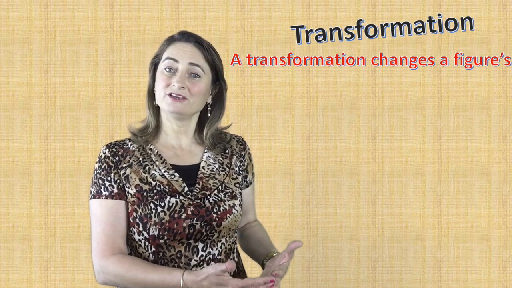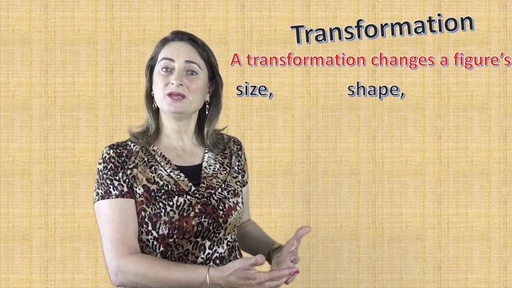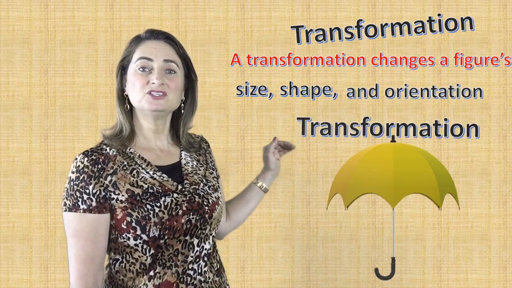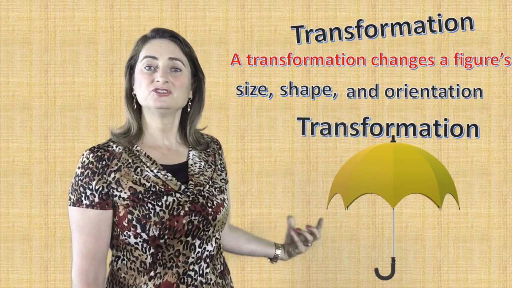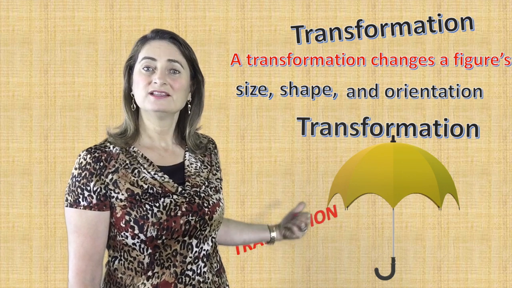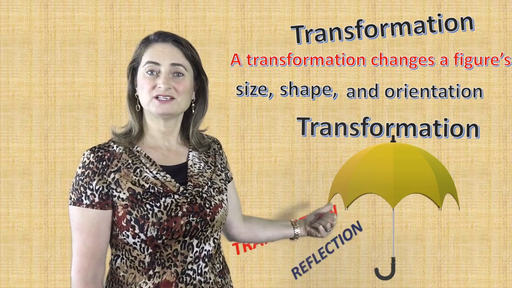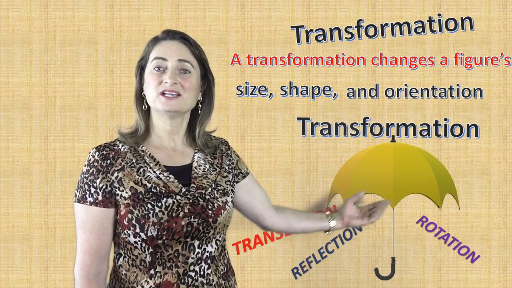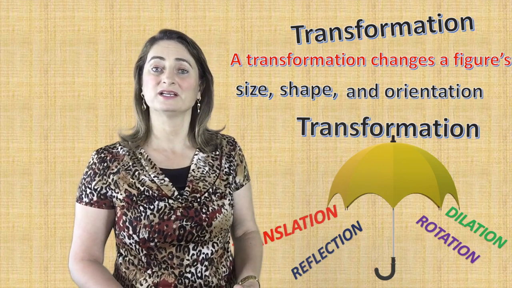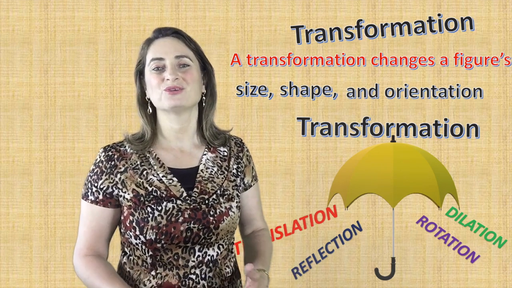In math, transformation is a little bit different because we're talking about how we can transform a figure in a coordinate plane. Transforming a figure means changing its size, shape, or orientation. Think about this umbrella as the transformation, and under it, the ways we can transform a figure. The first one is translation. The second one will be reflection. The third one is rotation. And the last one is dilation. Those are the next four lessons we'll be talking about to transform a figure in a coordinate plane.